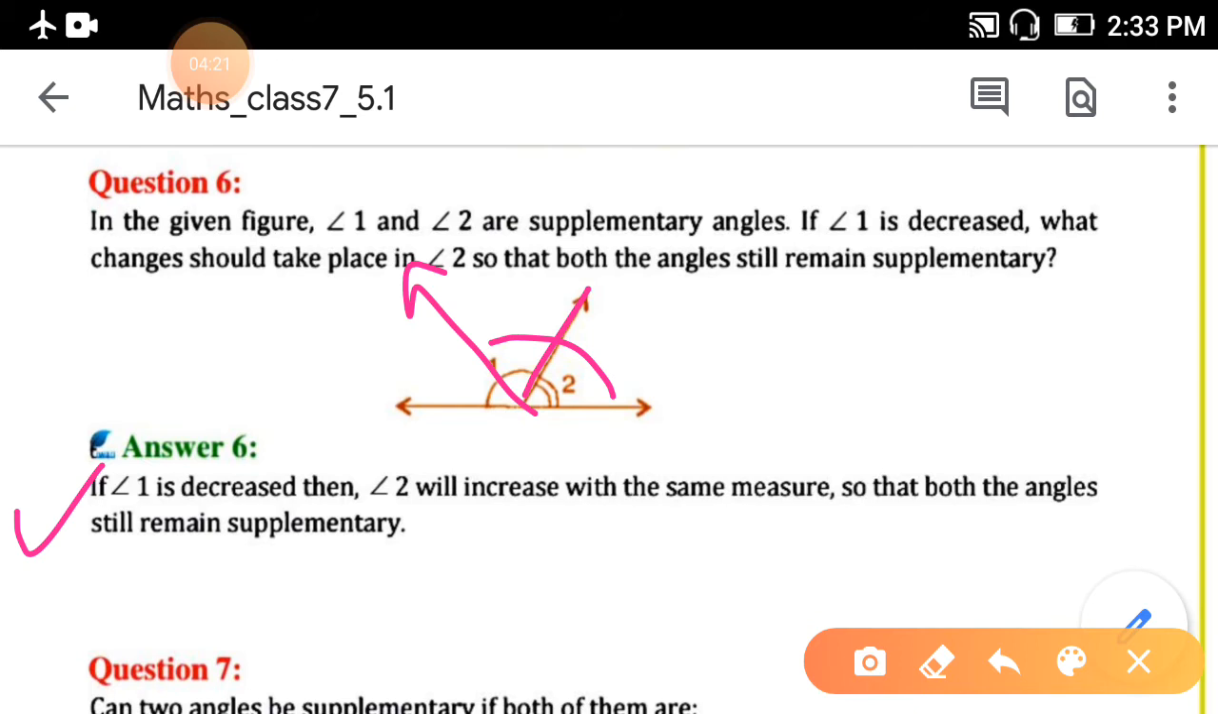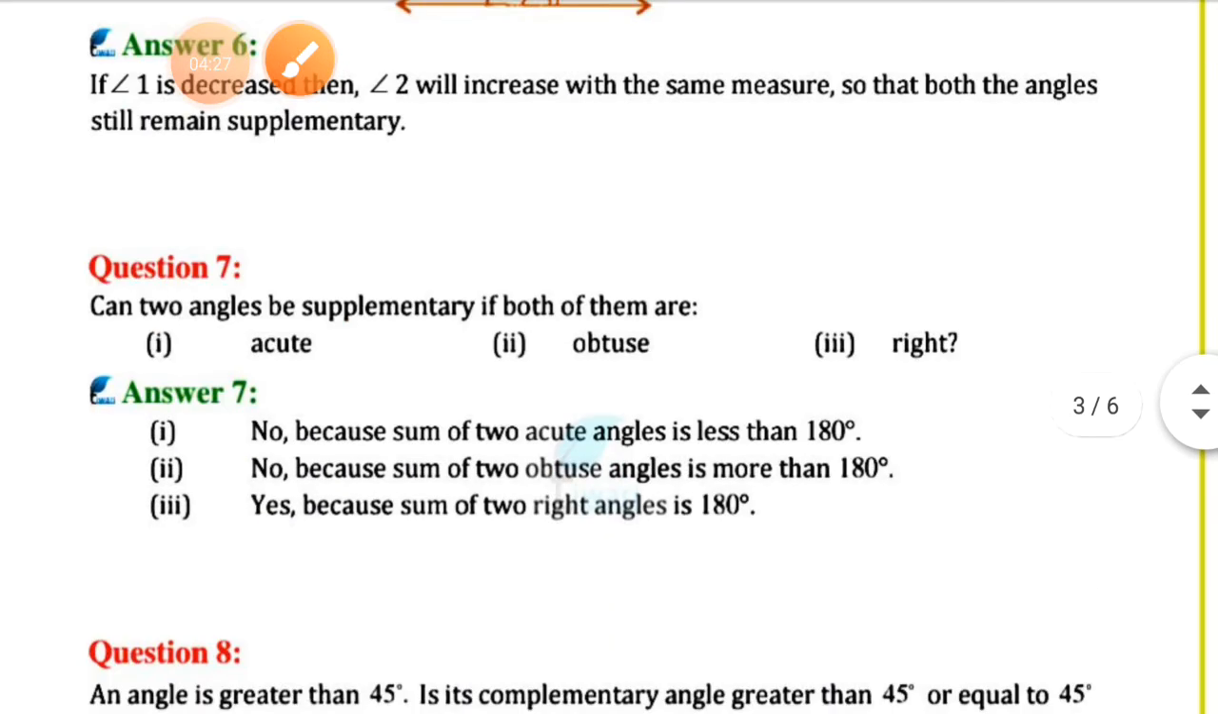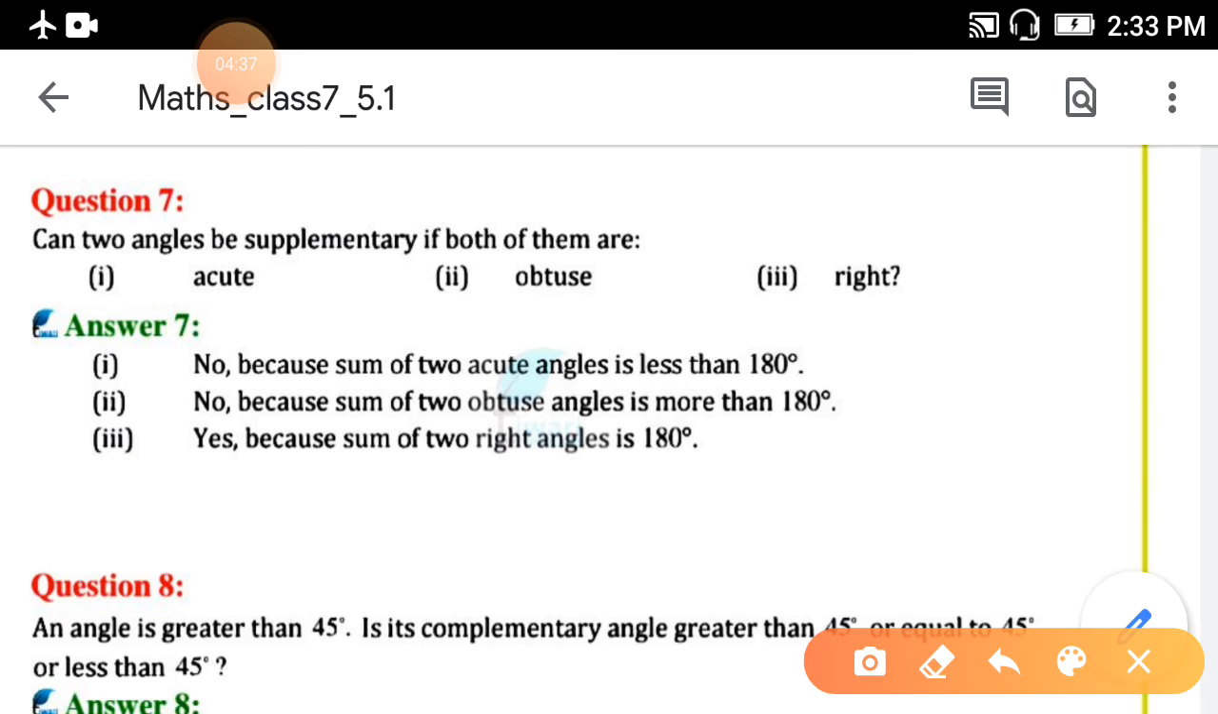Okay, so both the angles still remain supplementary. Question number 7. Can two angles be supplementary if both of them are acute angles? Acute means less than 90 degrees. Both are less than 90 degrees, so their sum will not be 180 degrees, so they are not supplementary.